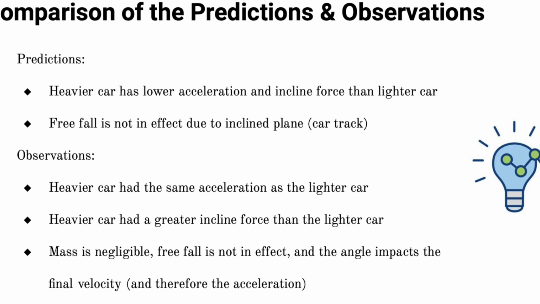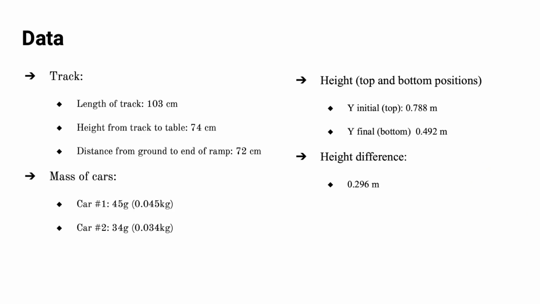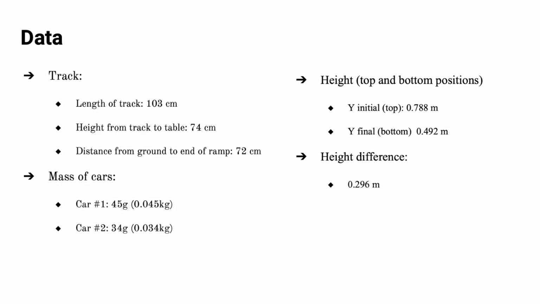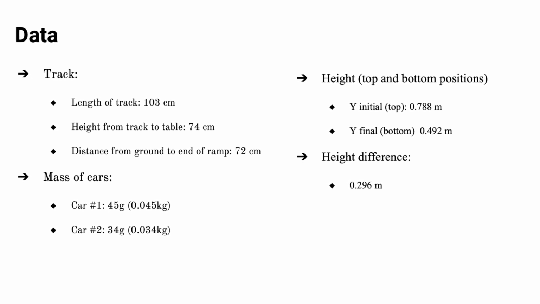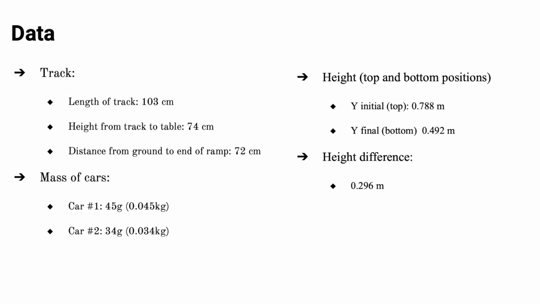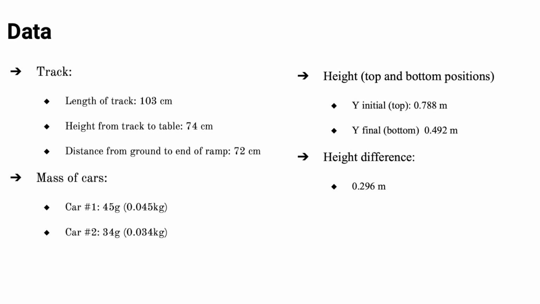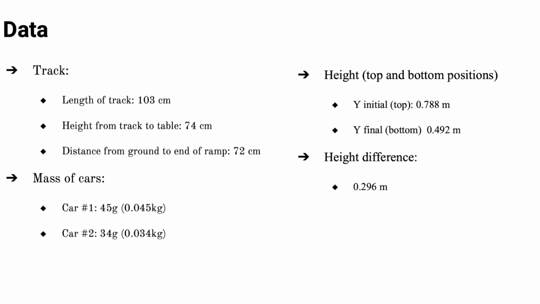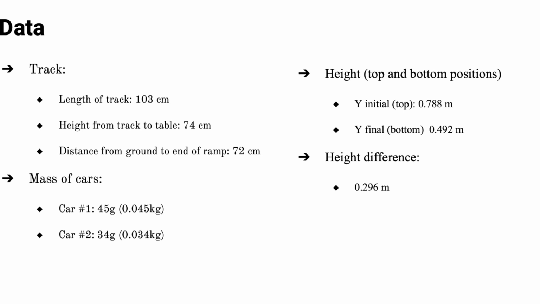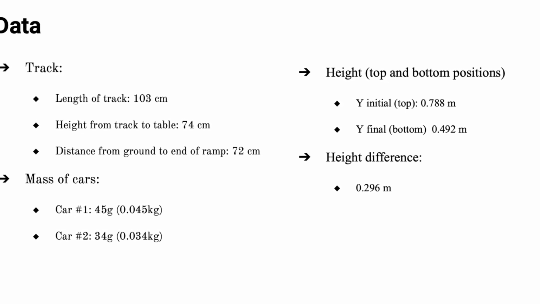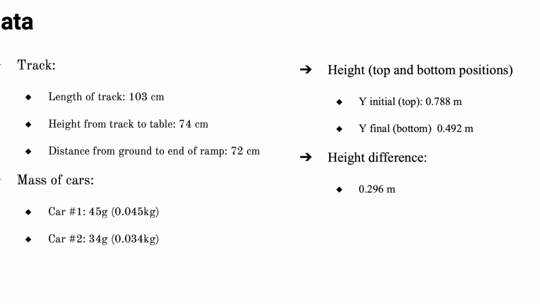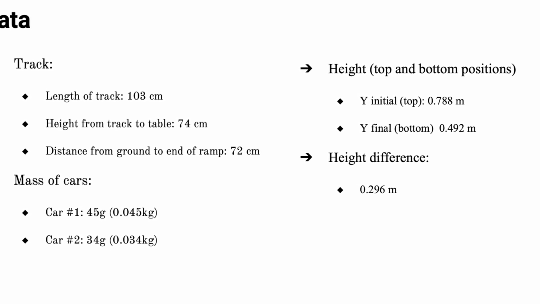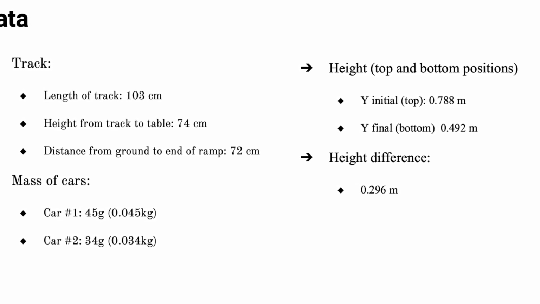therefore the acceleration. For our data, the length of the track was 103 centimeters, the height from track to table was 74 centimeters, and the distance from ground to end of ramp was 72 centimeters. The mass of car number 1 was 45 grams, and the mass of car number 2 was 34 grams. The height at the top and bottom positions respectively was 0.788 meters and 0.492 meters, and the difference in height was 0.296 meters.